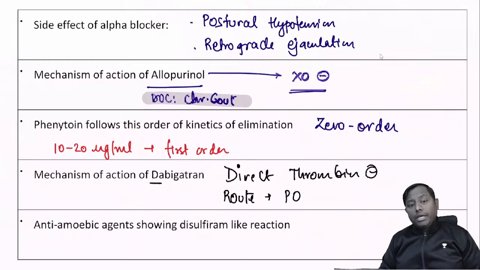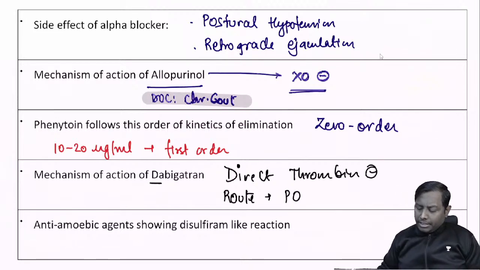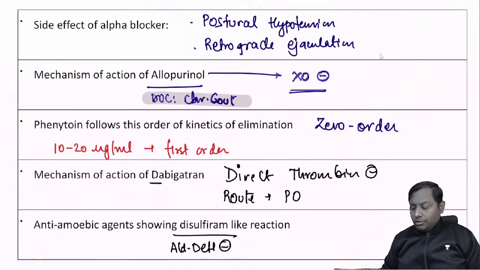Can you guys give me? Hirudin, lepirudin, bivalirudin, argatroban, melagatran. They are also direct thrombin inhibitors, but they are injectable agents. Anti-amoebic drug that shows a disulfiram-like reaction, always seen due to inhibition of the enzyme aldehyde dehydrogenase, the name of the drug will be metronidazole. I think it's pretty simple. Metronidazole is the drug that shows disulfiram-like reaction.